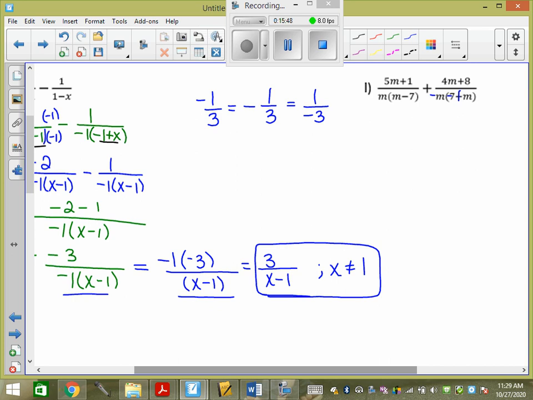Yeah, shameful. So, what do I need to do to make these match? Multiply the left side by negative 1, right? Because now the m matches, this matches, but I need a negative 1m, correct? So I'm going to need to multiply that side by negative 1.